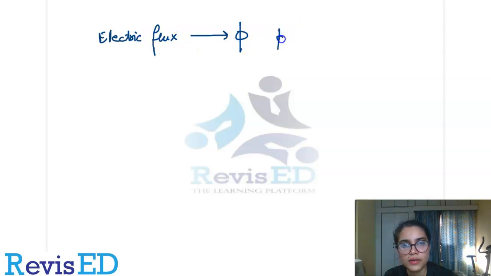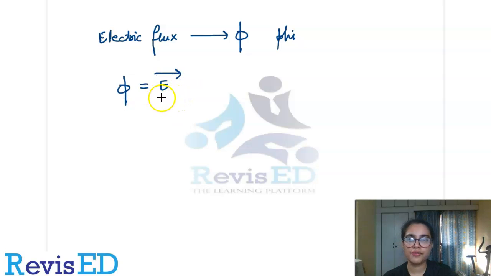So we define electric flux by the symbol phi. When we are talking about the electric flux through an area element delta S, we can write phi is equal to E dot delta S, since E is the electric field, a vector quantity.